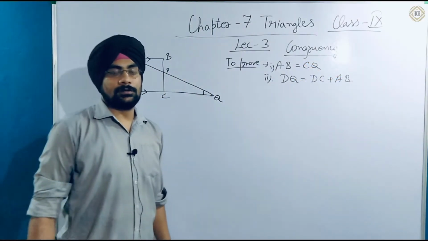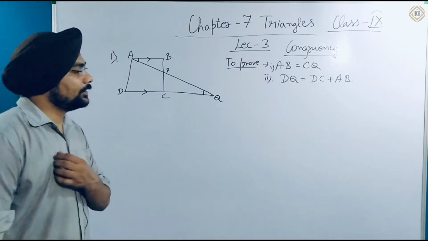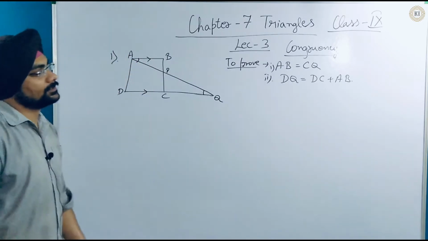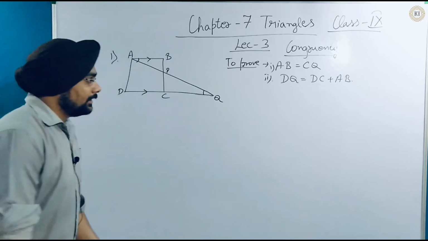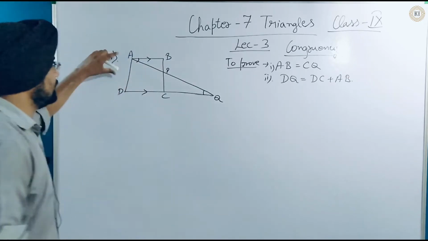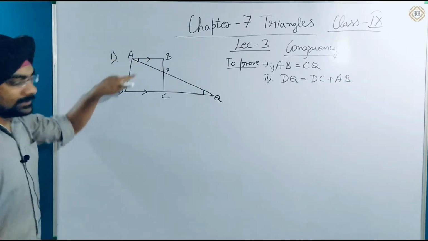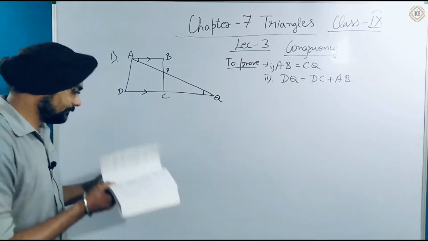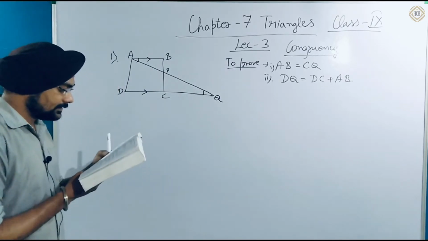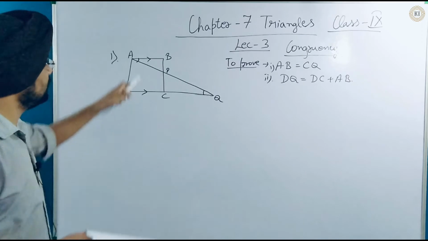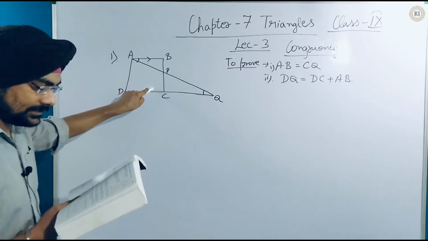Good morning everyone. Now today we are going to start some more questions based on the chapter congruency. Now see this question. It is given that ABCD is a quadrilateral in which AB is parallel to DC.